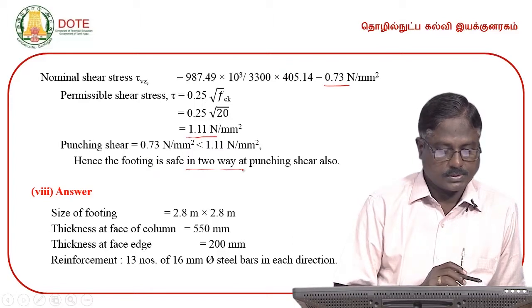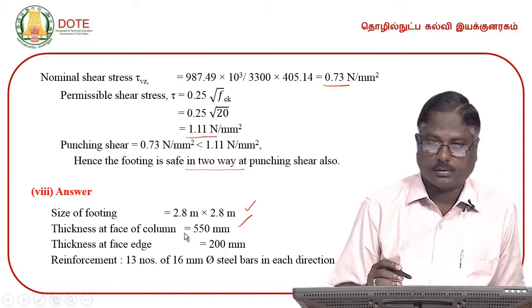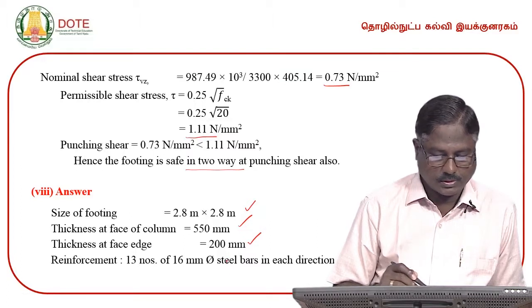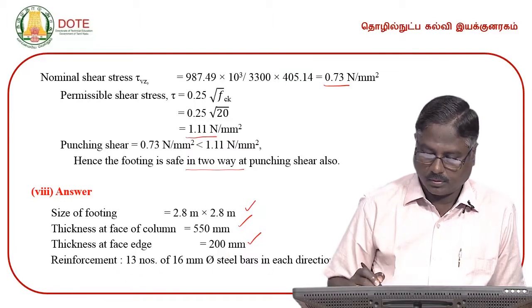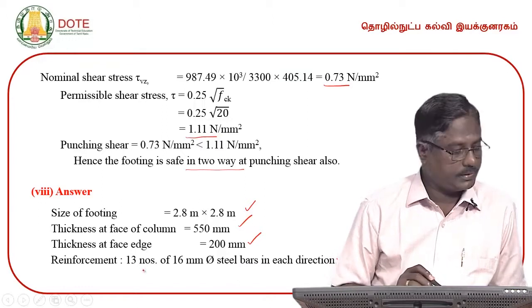So, the answer is the size of the footing, thickness of the footing, meaning overall thickness of the footing at the face of the column, and overall thickness of the footing at the edge, and the reinforcement of the footing in both the directions, 13 numbers of 16 mm dia bars in each.